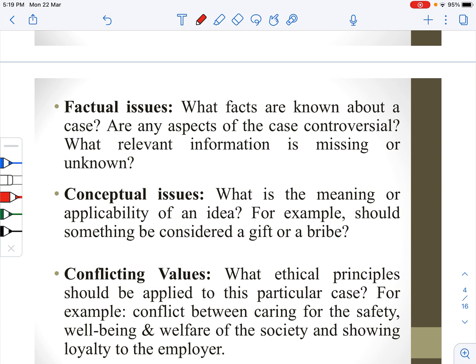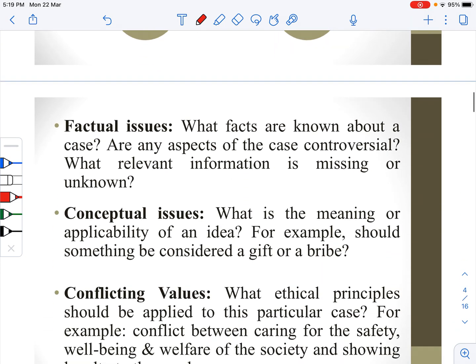Okay, let's look at the factual issues. What does it mean? Factual issues means what are the facts known about the case? Are any aspects of the case controversial, and what relevant information is missing or unknown? Basically, when you read the case study, what are the facts inside it? Facts are something concrete, with no doubt about it, because when you read the case study, something will be vague and something is very clear as a fact. So you need to state what are the factual issues inside the case study. Number two is a conceptual issue.